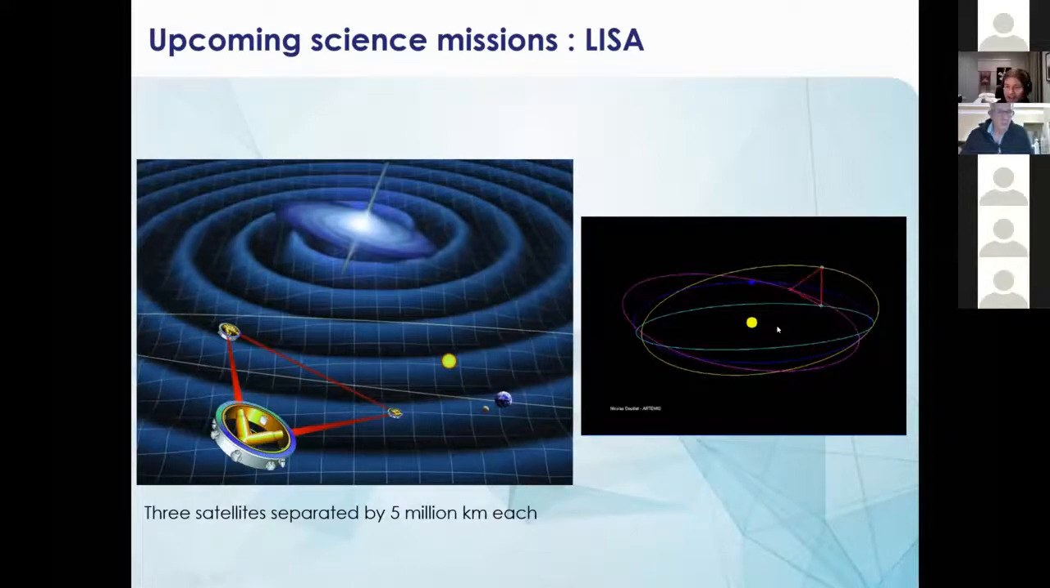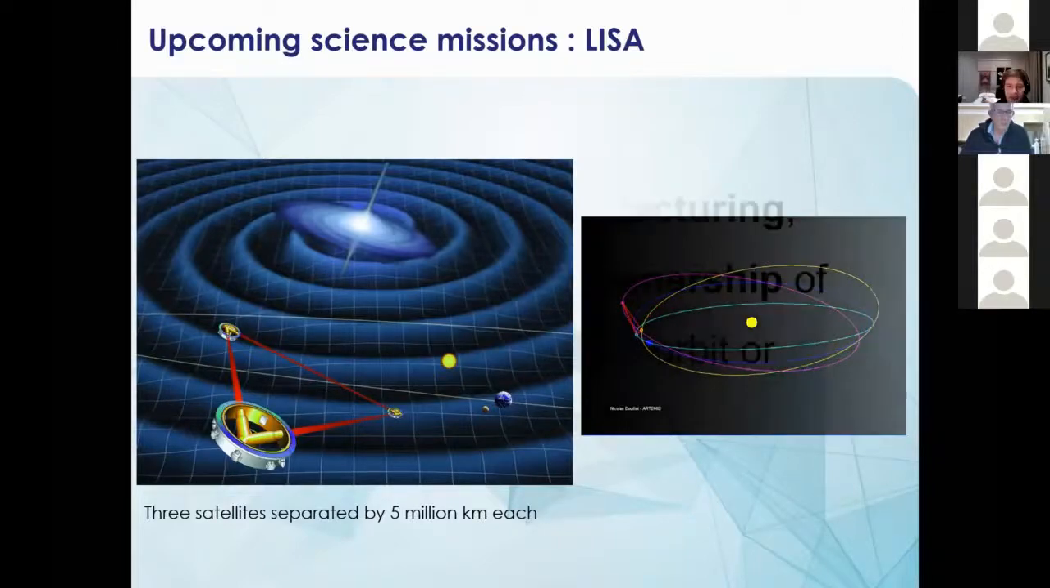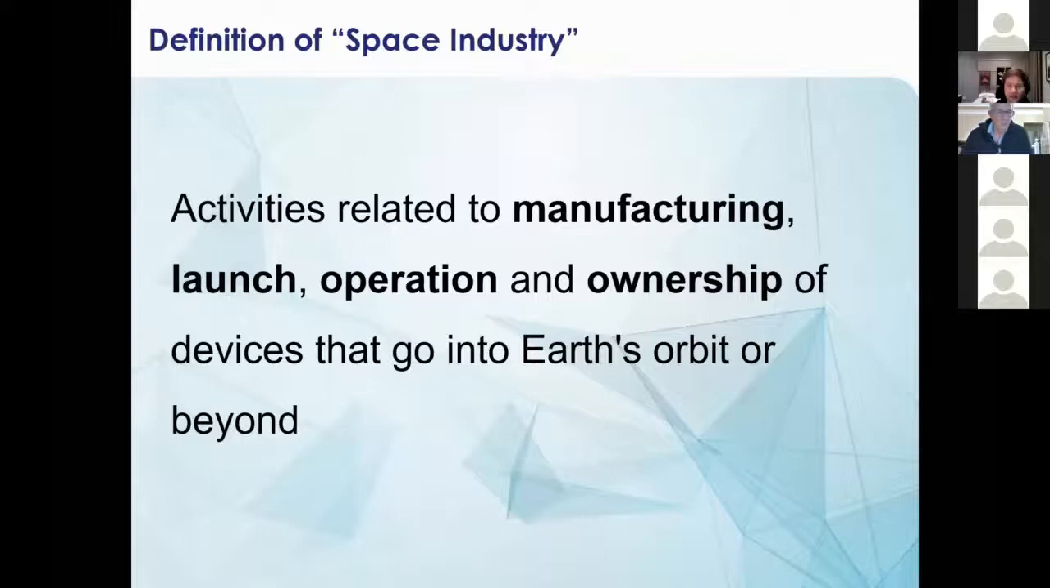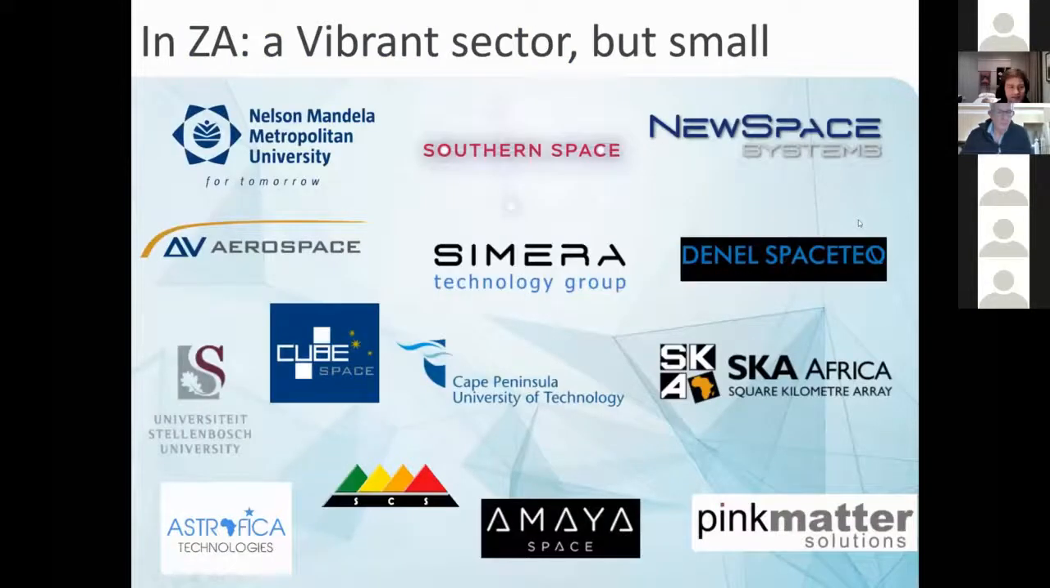But like I said, I was going to talk about the South African space industry, because all of these things are amazing. And you always think, well, America is doing it, and Russia is doing it, and China is doing it. So firstly, what do I mean by space industry? It's basically manufacturing, launching, operating, and or owning devices that go into orbit of the Earth. And what you might not have known is that South Africa is quite a vibrant sector.